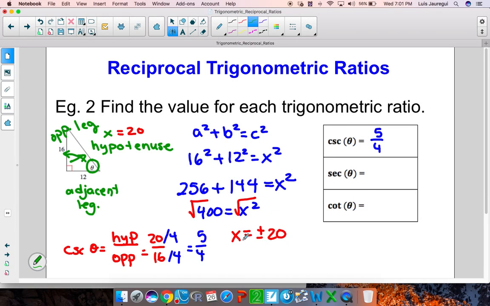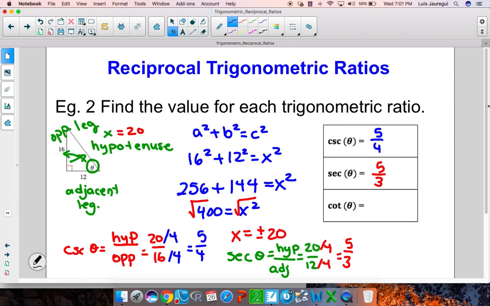In a similar way, we can figure out what is secant of theta. Secant of theta is the reciprocal of cosine. Cosine was adjacent over hypotenuse, so secant is the hypotenuse divided by the adjacent. Okay? Now, the hypotenuse here is 20, the adjacent here happens to be 12. Let's go ahead and figure out what is the greatest common factor of 20 and 12. That happens to be 4. So 20 divided by 4 is 5, and 12 divided by 4 is 3. Okay? So secant of theta is 5/3.